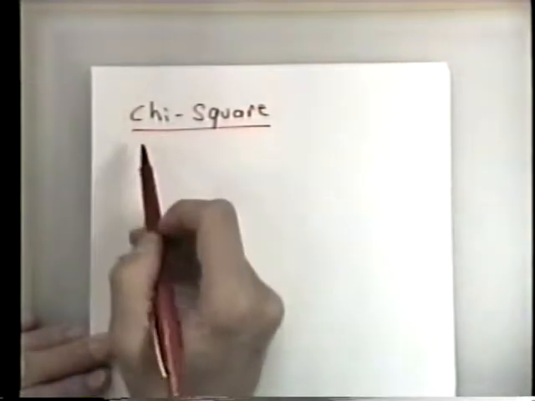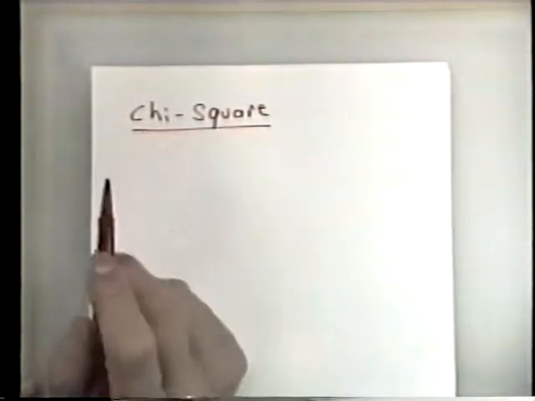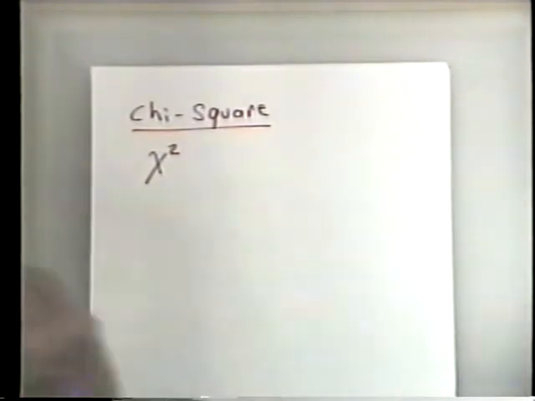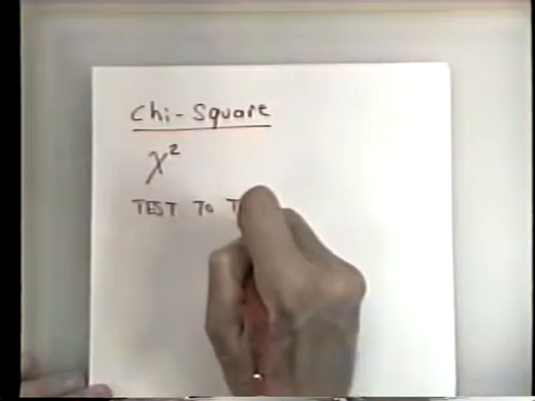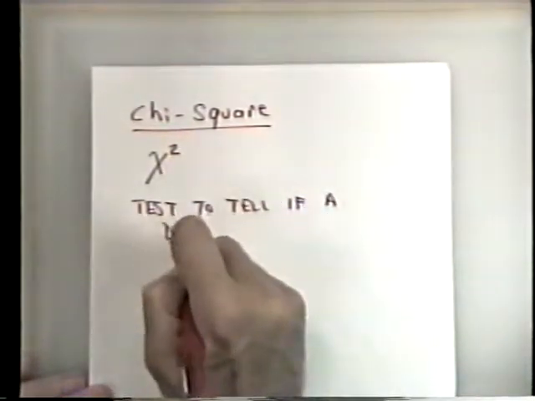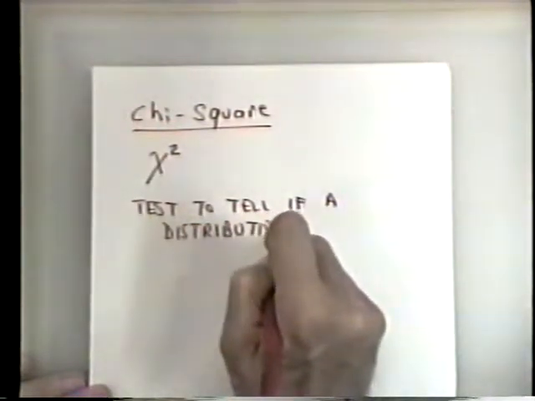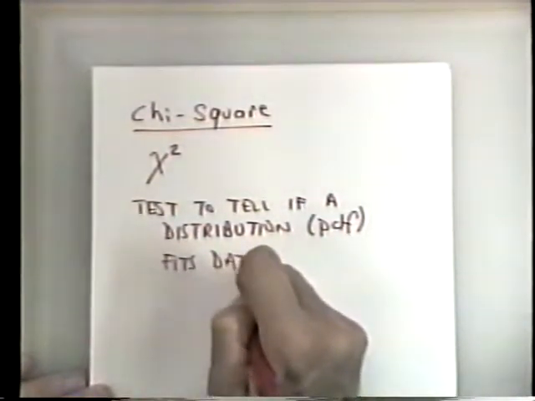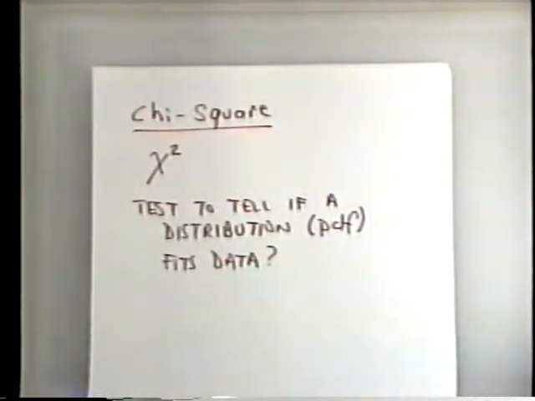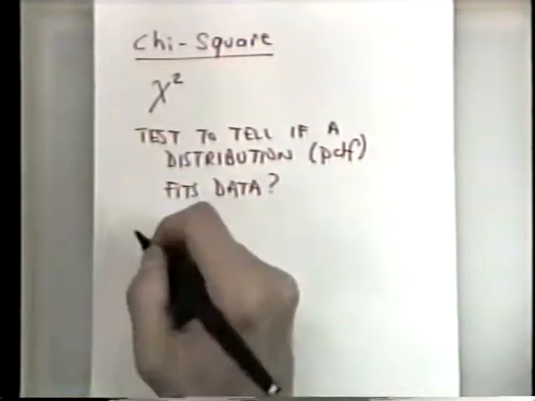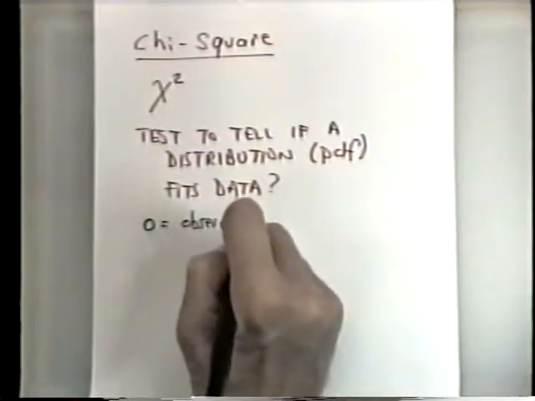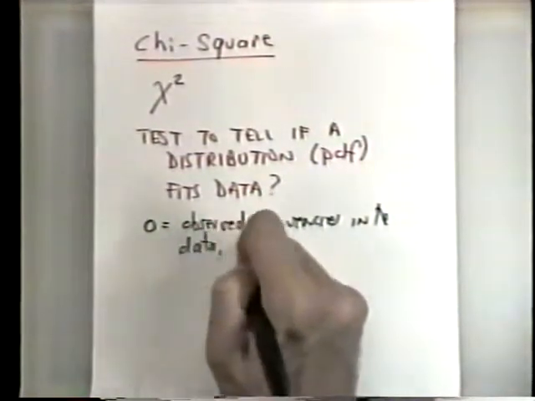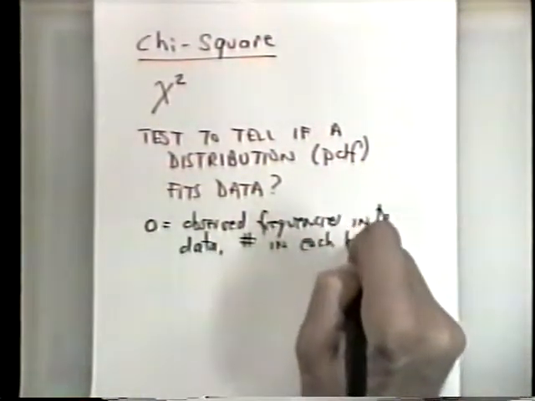And in Greek, and probably in original Greek, all the C's are hard C's, so it's chi squared and not chi squared. And it's usually represented by the Greek letter chi squared. And what this is, as I said, this is a test to tell if a distribution, which we've been calling probability density functions, really fits a set of data. And what we do in this test is we have the observed frequencies. I'll let O equal the observed frequencies in the data. So these are the number of events typically in each bin that we have in the histogram.